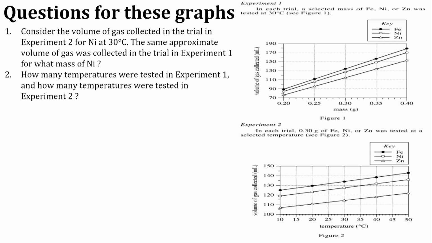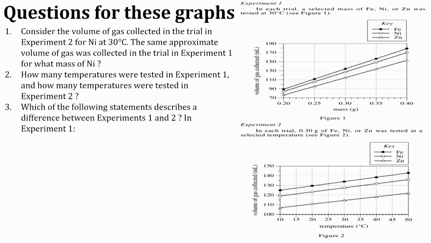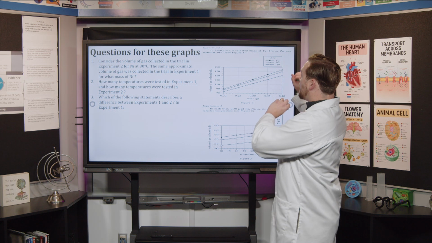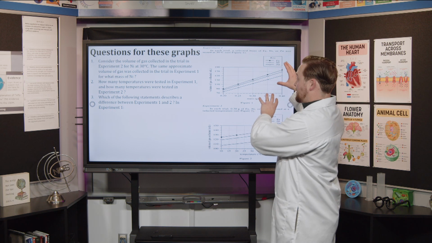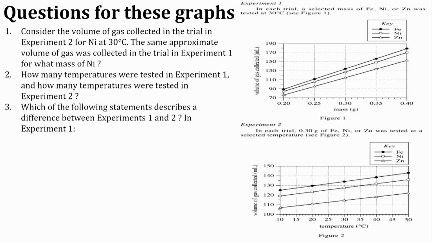Great. So let's go to the third question and see if we can figure this out. This says, which of the following statements describes a difference between experiments 1 and experiments 2? So what are some differences here? What we want to go with is that in experiment 1, we used different masses, but it was 1 temperature. And then in Figure 2, there was 1 mass, but different temperatures. So that's the main difference here. They're still trying to figure out how much gas we're collecting. The main difference is how we are getting those different values. In the top, we're using different masses, and in Figure 2, we're using different temperatures. So that's the main difference between these two.